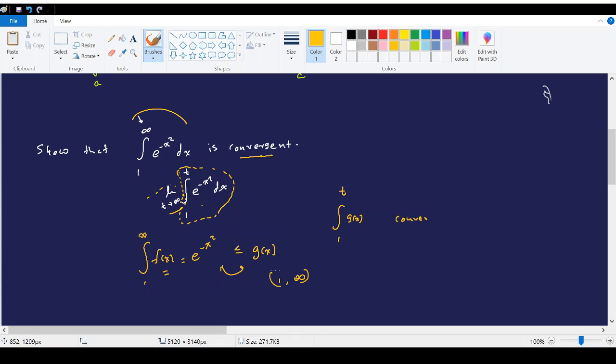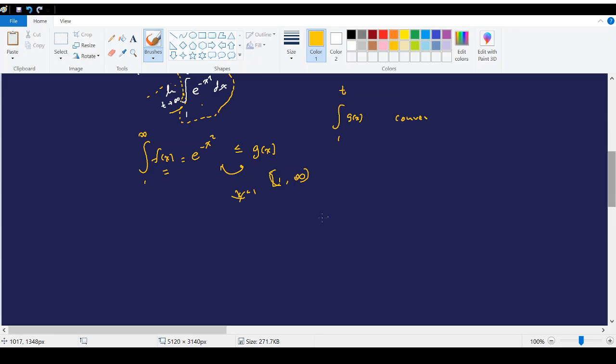So you don't have to consider any value less than 1. Right, so let's take g(x) as e to the power negative x. Before doing the comparison, let's see whether it converges or diverges within this interval.